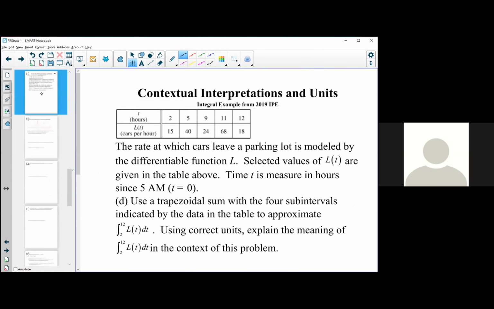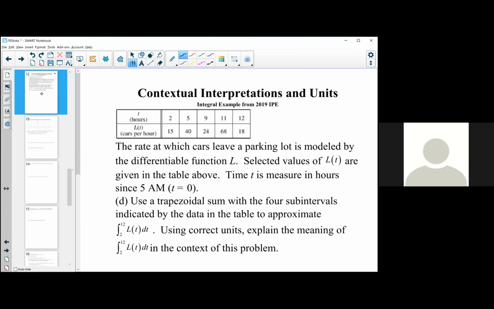So here's a contextual interpretation and units example using an integral involving a parking lot. This is from the 2019 international practice exam. Again, we have a table of values. Notice the presentation of the function in a table instead of as a symbolic definition. That's been the case for these interpretation problems, either a graph or a table. The rate at which cars leave a parking lot is modeled by the differentiable function L. Here are some values of L in the table. Time is in hours since 5 a.m.